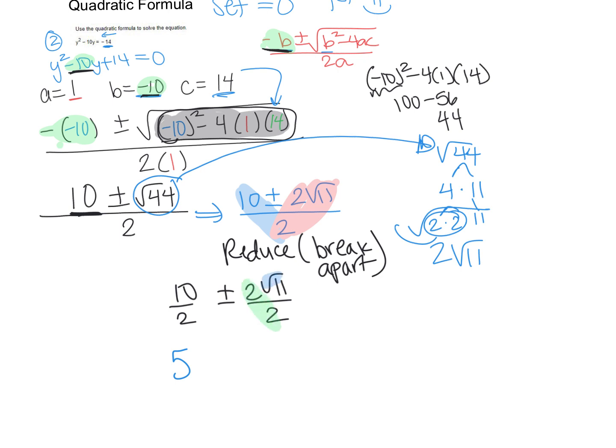The square root of 11 is like its own personal thing. We already simplified it up here with the square root of 44. But I can reduce my numbers, the 2 and the 2. That's going to reduce to 1. So I'm going to get plus or minus the square root of 11. So that is 2 answers. It's 5 plus the square root of 11, and it's 5 minus the square root of 11. Okay, let's keep going.